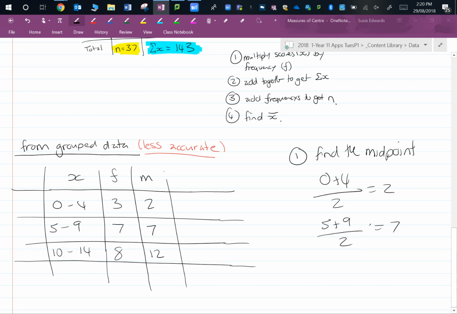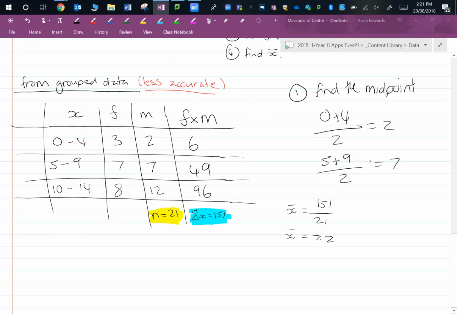So now, instead of finding the frequency times the score, we're going to do the frequency times the midpoint. So we've got 6, 49, and 96. So this time our n equals 21. And the sum of our scores is 151. And so to find our mean, we just divide 151 by 21, and our answer is 7.2.